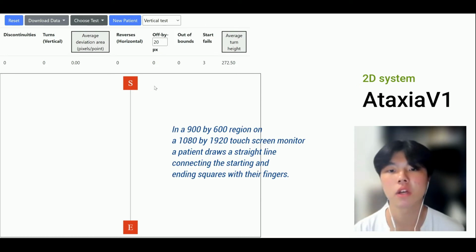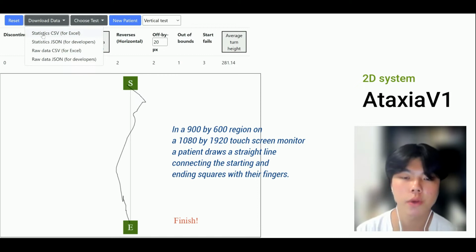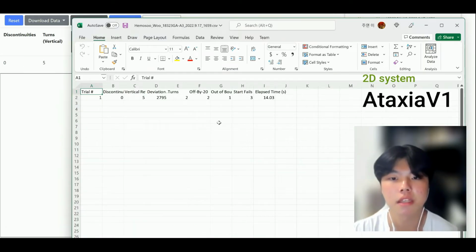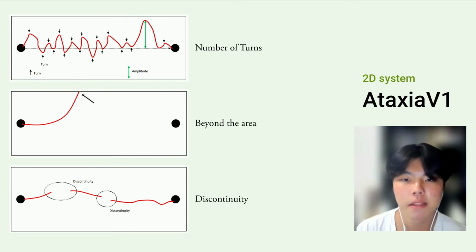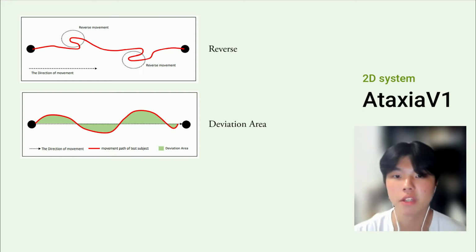In a 900 by 600 region on a 1080 by 1920 touchscreen monitor, a patient draws a straight line connecting the starting and ending squares with their fingers as the system simultaneously collects the data. An analysis is performed on the number of failed attempts, times the patient's finger moves out of the designated experimental area, discontinuities, reverse movements, completion time, and total deviation area.